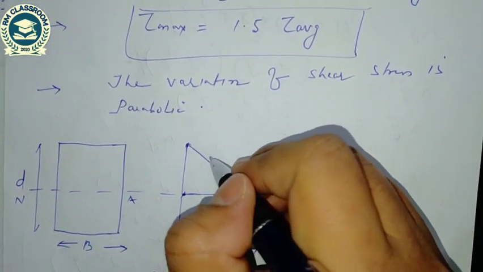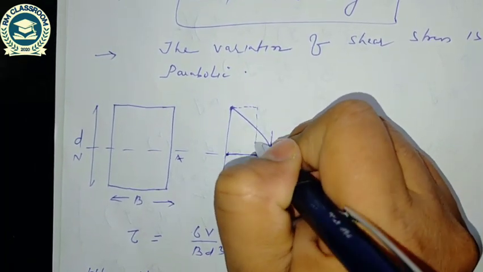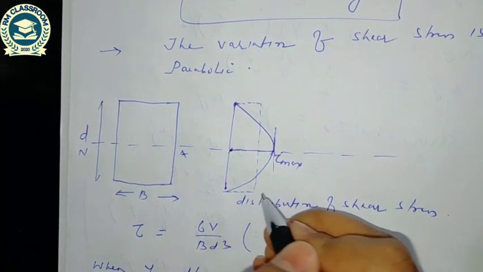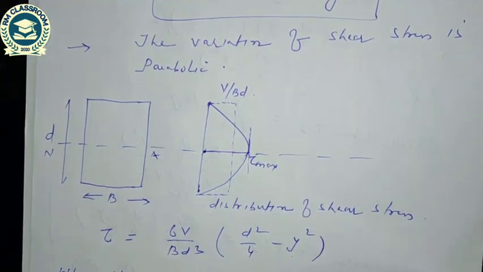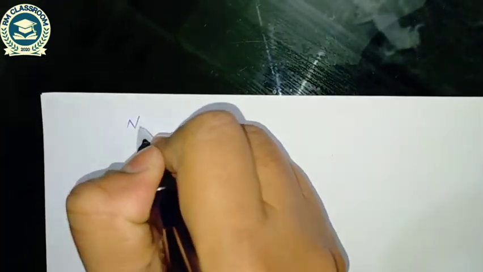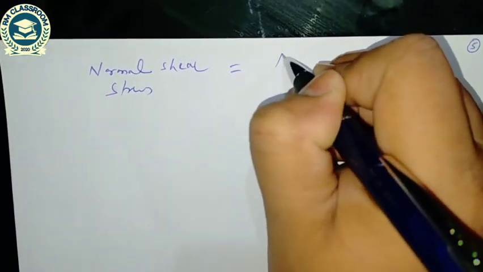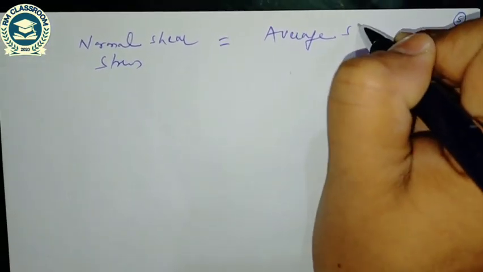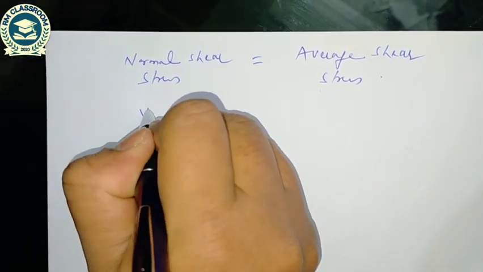So if this is the maximum shear stress, at any point the average shear stress is also there. This is the distribution of average shear stress, and this value is V by B into D. So we have to find that point where this average shear stress will be equal to the normal shear stress. So normal shear stress is equal to average shear stress.